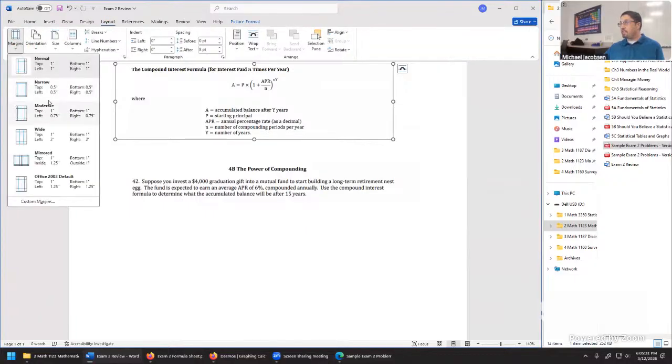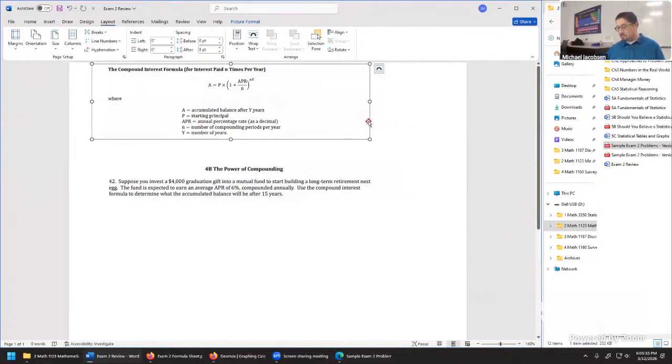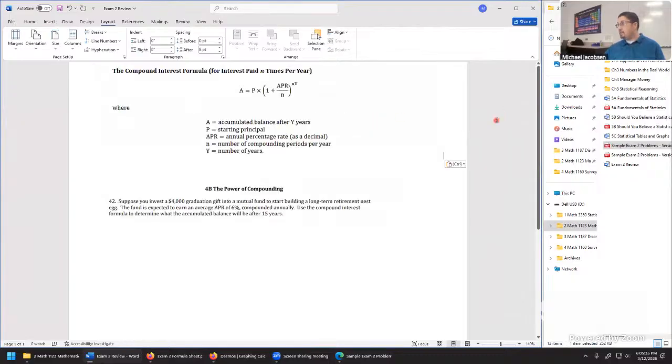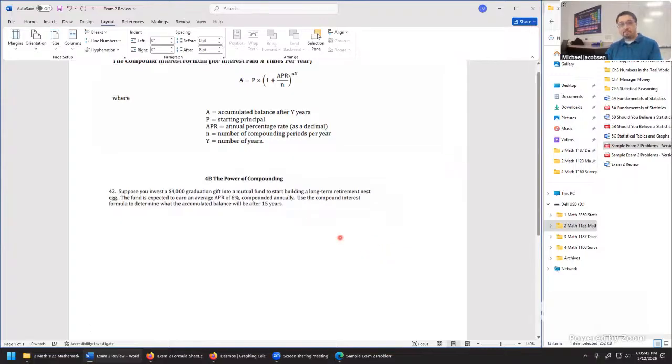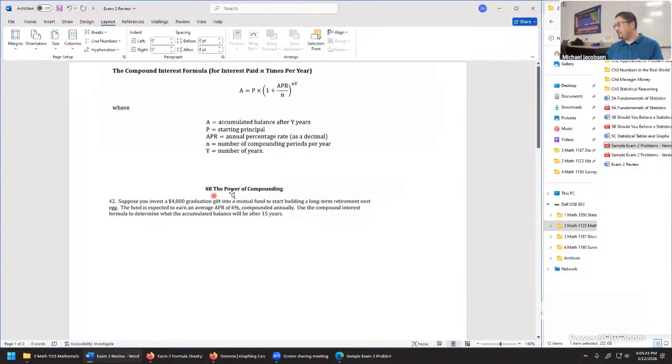Let me just fix one thing. Okay, so this problem starts off by saying, suppose you invest a $4,000 graduation gift, that's quite generous, possibly from a grandparent, into a mutual fund to start building a long-term retirement nest egg. So that's very forward-thinking. The fund is expected to earn an average APR of 6% compounded annually, and we'll use a compound interest formula to determine what the accumulated balance will be after 15 years.